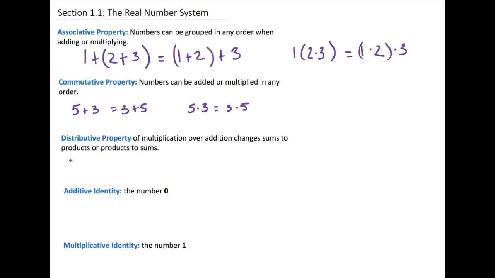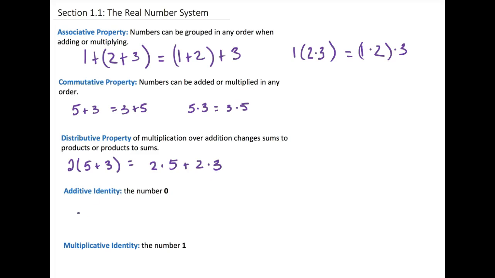Distributive property states that you can distribute numbers. So if I had 2 times the quantity 5 plus 3, that would be the same thing as 2 times 5 plus 2 times 3. And of course, then you can go the other direction as well. We call that factoring.